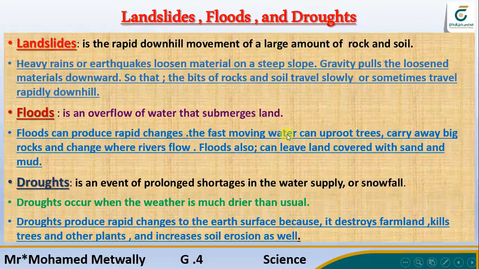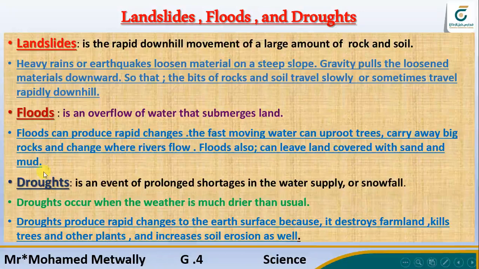The fast-moving water can uproot trees, carry away big rocks, and change where rivers flow. Floods also can leave land covered with sand and mud. So you have to know that floods make rapid changes to the Earth's surface.